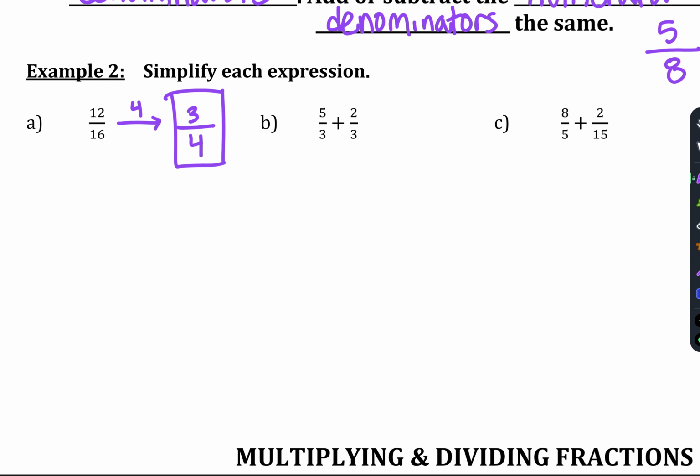Okay, letter B. Do I have common denominators? I do have common denominators, right? So I'm going to add the tops together. 5 plus 2 is 7. I'm going to leave the bottom the same, 3.